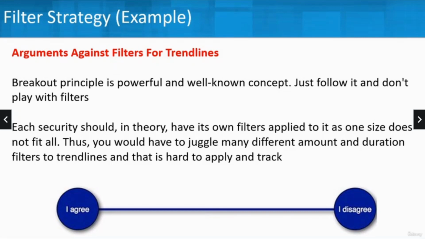Another argument would be that each security should, in theory, have its own filters applied to it, as one size does not fit all, right? Each security is its own kind of entity. Thus, you'd have to juggle many different amount and duration filters on trend lines to really make it work or be a fair application of it. And that's hard to apply and track, right? If you're tracking, pick a number, 10 different securities, and each one has its own filter, and some are duration filters, and some are percentage filters, or time filters, whatever it might be, that's a lot to juggle. It makes it hard to stick to your disciplined, predetermined rule.